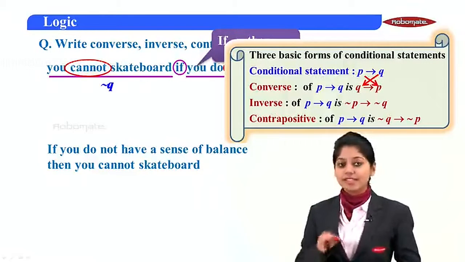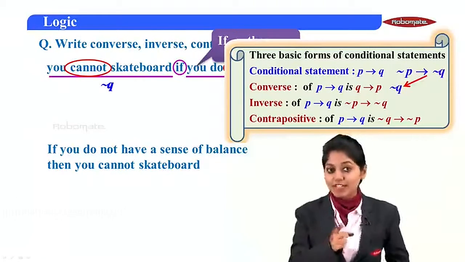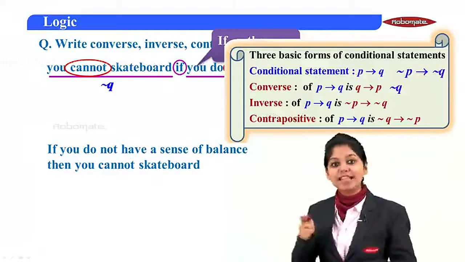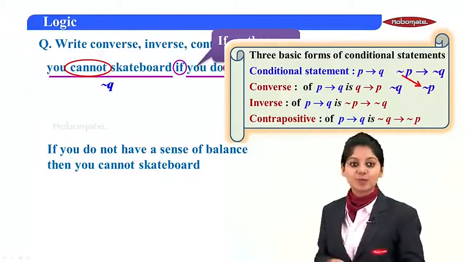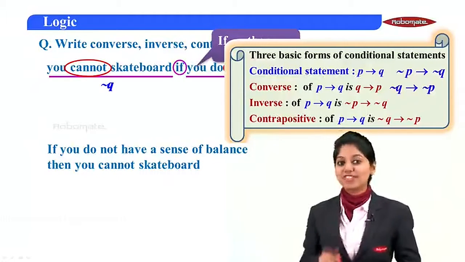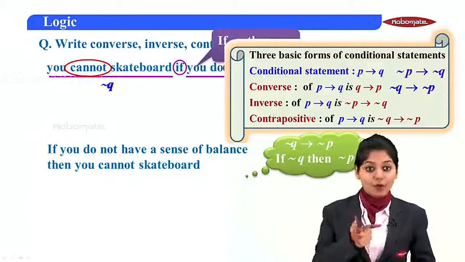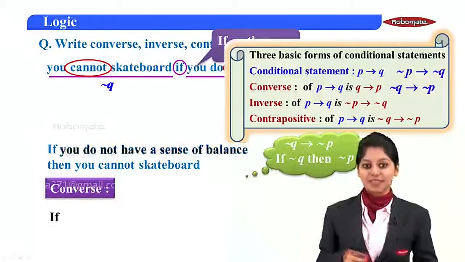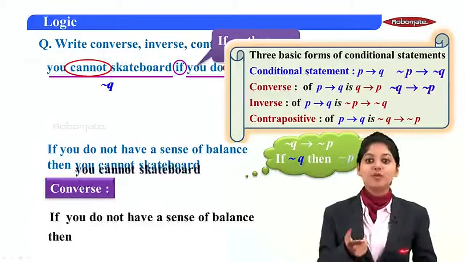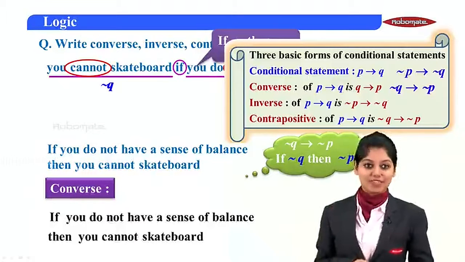The same thing we have to do for negation P implies negation Q. Negation P will come to the position of negation Q, and negation Q will come to the position of negation P, and then comes the implication symbol. And therefore you have obtained the formula for the converse, which is negation Q implies negation P. So here comes the formula. And how do we read it? If not Q, that is, if you do not have a sense of balance, then not P, you cannot skateboard. Fair enough class? So you have found out the converse for the given statement.